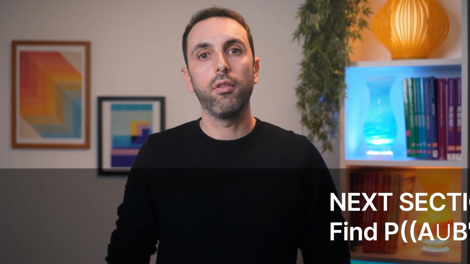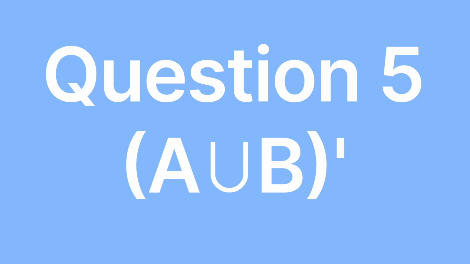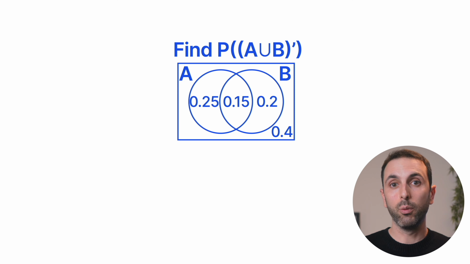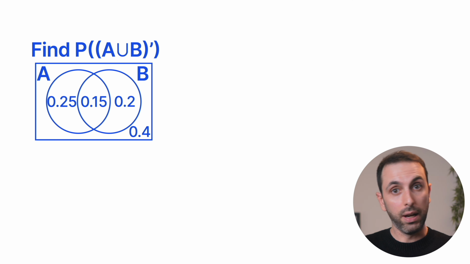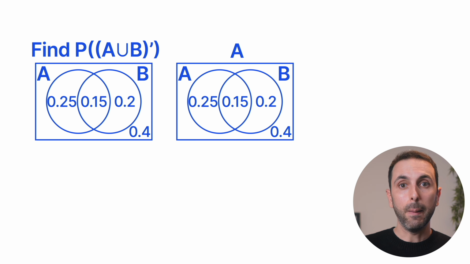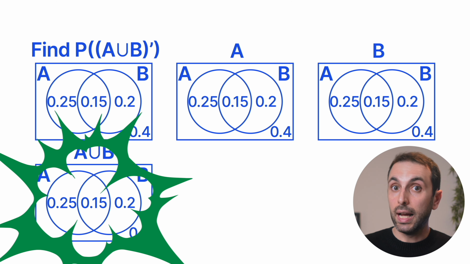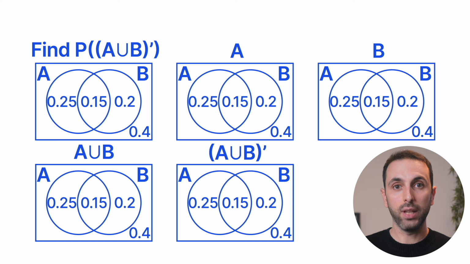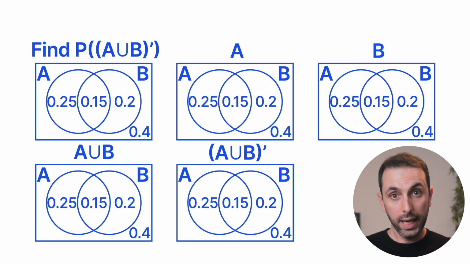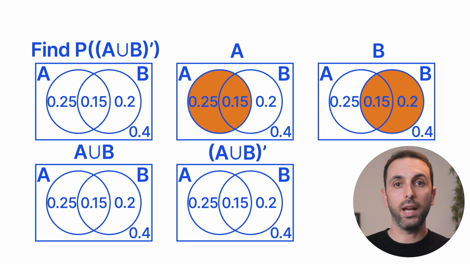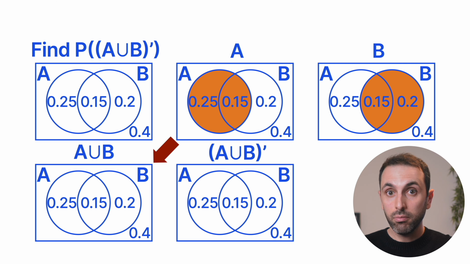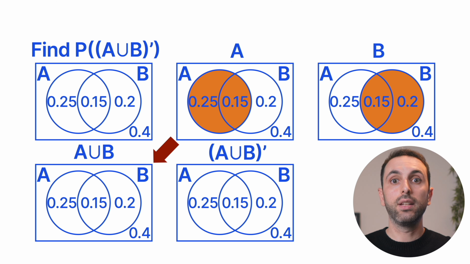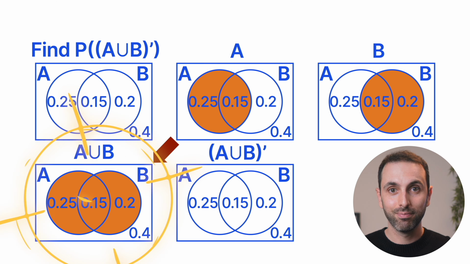Let's look at one final example. For this new question, it would be preferable to draw Venn diagrams for events A, B, A union B, and A union B all complement. So 4 diagrams makes more sense this time. Again, we'll shade the regions for A and for B in separate Venn diagrams. And next, we're dealing with union notation, so when combining the shadings, it's the larger region right here.